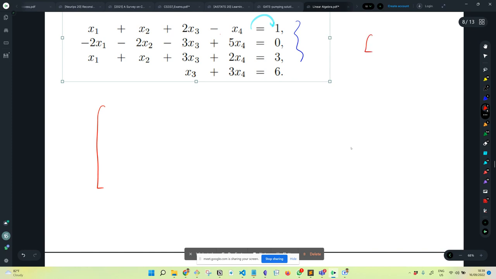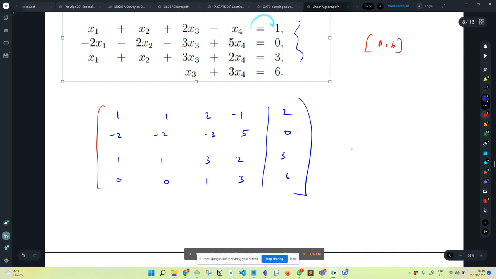Last class we saw an augmented matrix, right? A comma b. Let me write down the augmented matrix for the system. Augmented matrix will be 1 1 2 minus 1, and let me augment b also, so this will be 1. Then for second equation, -2 -2 -3 5, b will be 0. Third equation, 1 1 3 2, b is 3. Last equation, 0 0 1 3, b is 6.